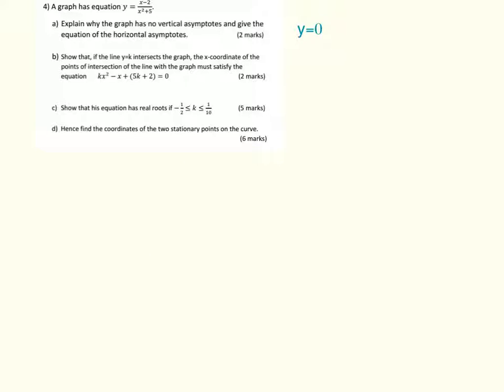Right, part B says show that if the line y equals k intersects the graph, the x coordinates of the point of intersection of the line and the graph must satisfy the following equation. As soon as you see the word intersect, we're going to use simultaneous equations, so we're solving where the line y equals k intersects the graph y equals x minus 2 over x squared plus 5. So we'll set those two equal to each other, and now our task is to rearrange that to get it in the form here.